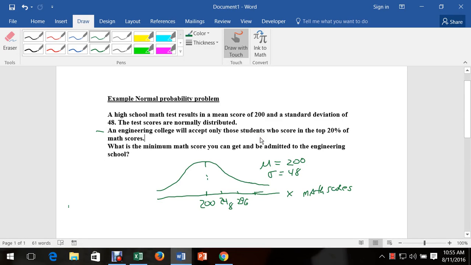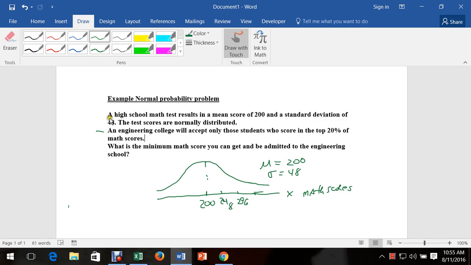I want to show you an example of a normal probability problem, one that's a bit different than the one I showed in my previous video. And also I noticed a problem similar to this appears in your upcoming project 4, project assignment number 4.